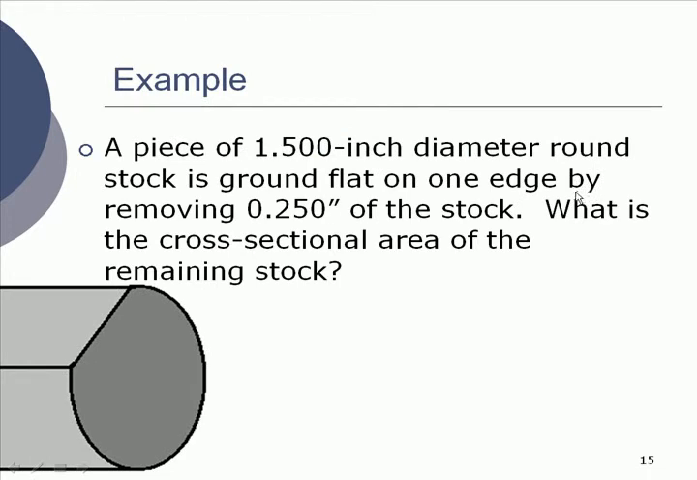Here's what we've got. We've got a piece of round stock, and if you've ever worked with any type of mechanical equipment, oftentimes if there's a round shaft for transmitting power like on an engine or electric motor, one side of it will be ground flat so that whatever device is attached to it can be clamped on and not spin around. But here's what we've got. We've got a piece of 1.5 inch diameter round stock, and we're going to grind it flat on one edge. We're going to remove a 1/4 inch of the stock. That is, we're going to cut a 1/4 inch of the way in. And the question is, what is the cross-sectional area of the piece that's left?